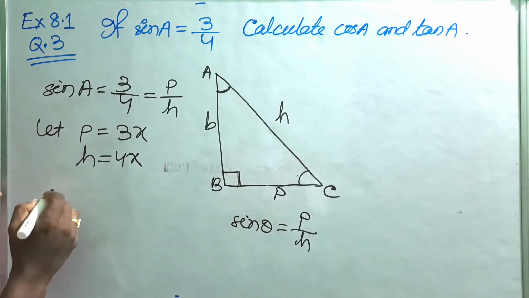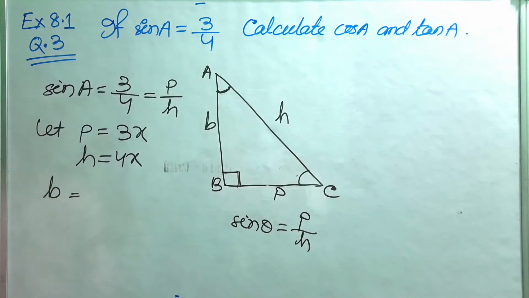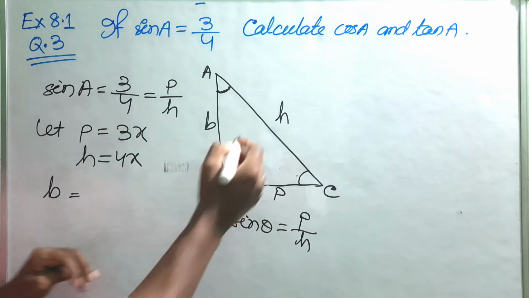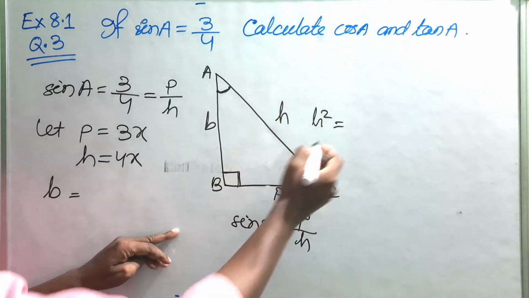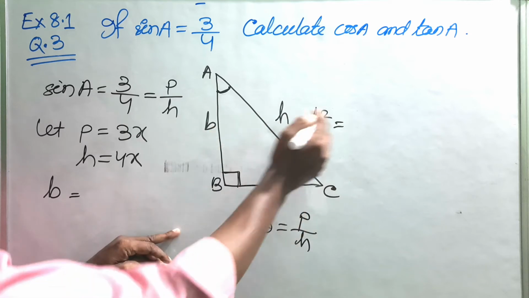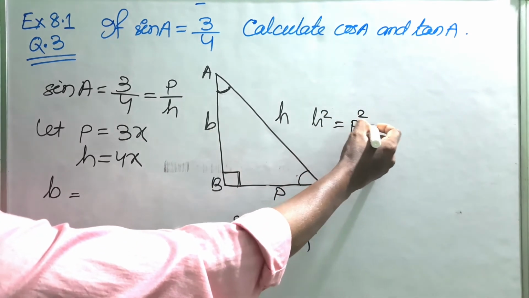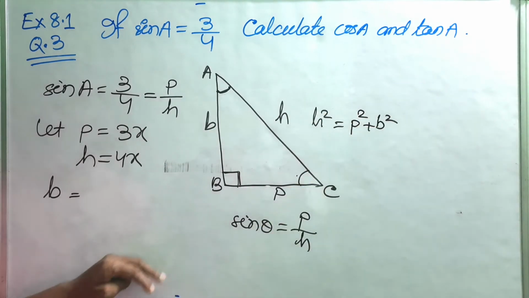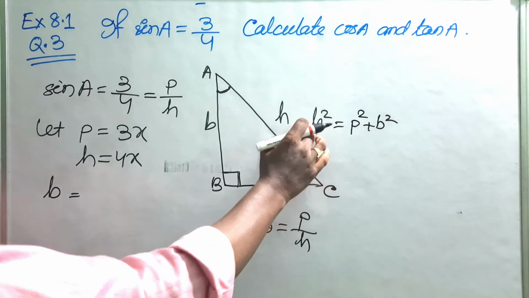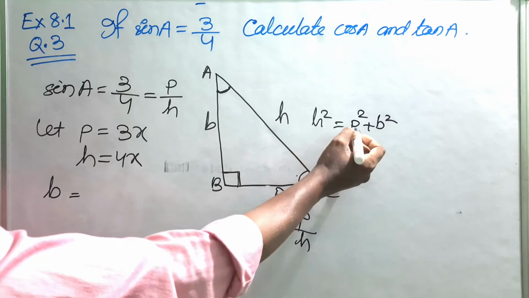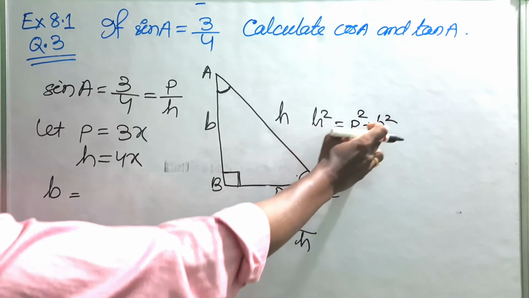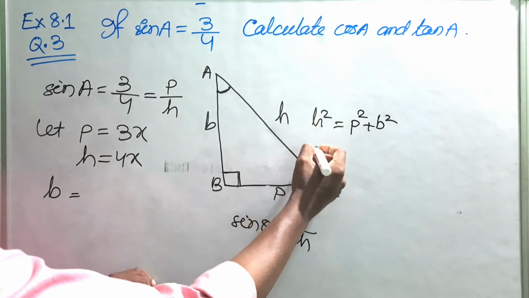Now how will we get B? According to Pythagoras formula, the square of the hypotenuse, that is the longest side, is equal to the sum of the squares of the other two sides. So that means H square is equal to P square plus B square. If any one of them is not given, then you can find it in this way. Suppose H and P are given, you don't know B.